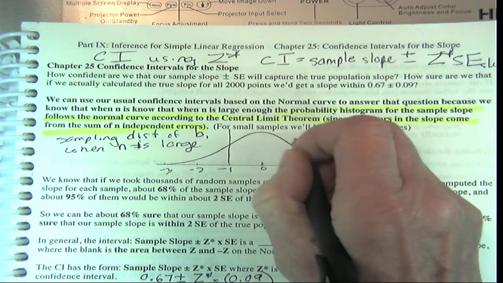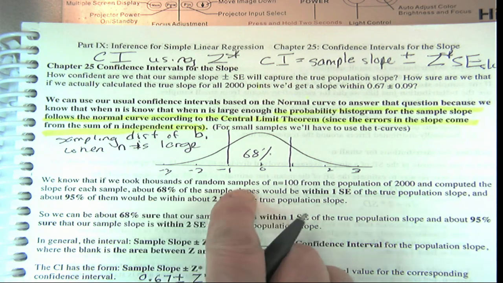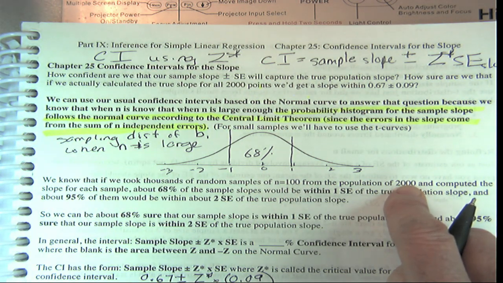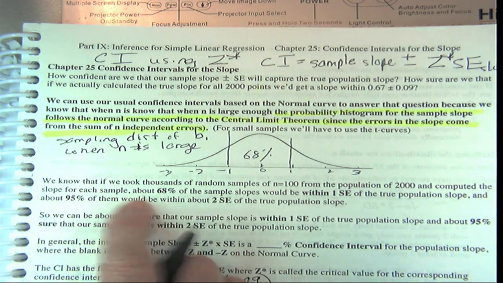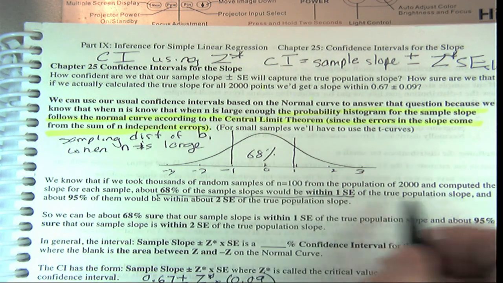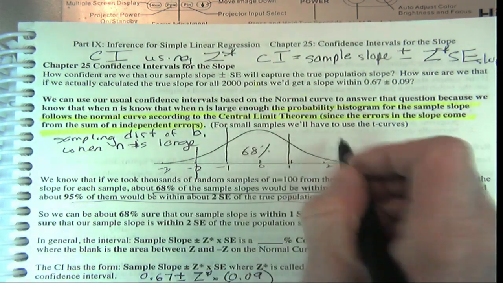And here, 68% of the time, if we took random samples of n equals 100 from the population of 2,000, each time computing the slope, about 68% of the samples will be within 1 standard error of the true population slope, and 95% would be within 2.